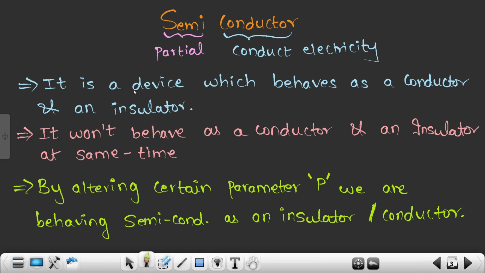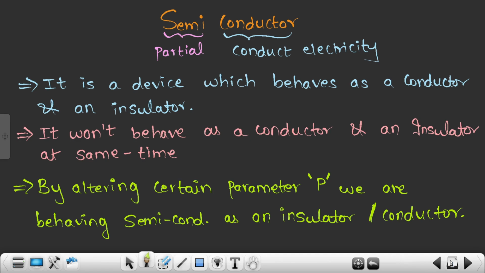So that's why I had written it is a device which behaves as a conductor and an insulator. But I added one more point, that it won't behave as a conductor and an insulator at the same time. At a given point you can operate the semiconductor as a conductor or an insulator. That means we have to alter certain parameter. By altering certain parameter, we are making the semiconductor behave as an insulator or a conductor. Now we don't know what that parameter is. Since we are dealing with current and electronics, the parameter can be a current, a voltage, a power, it can be anything. Right now we don't know.